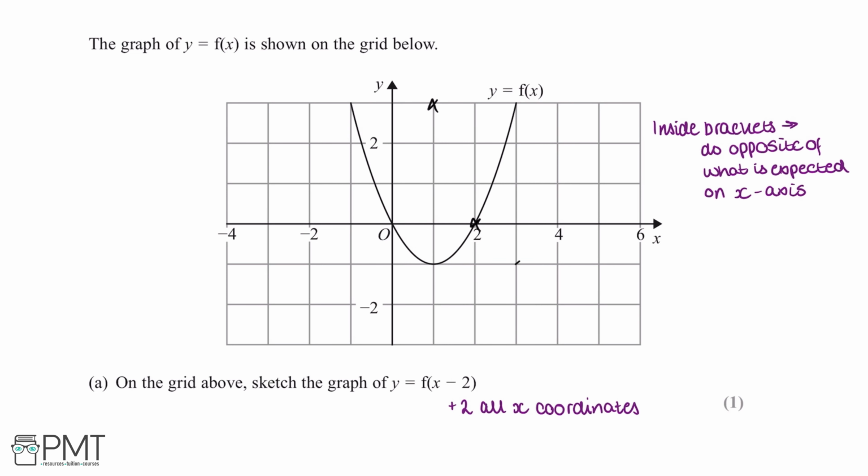And when we add 2 to all of the x-coordinates, we should have some points plotted looking something like this. And the final thing we need to do is connect up these coordinates. And this new graph is y equals f of x minus 2. Now this question's worth 1 mark, and we'll get this for drawing the correct graph.